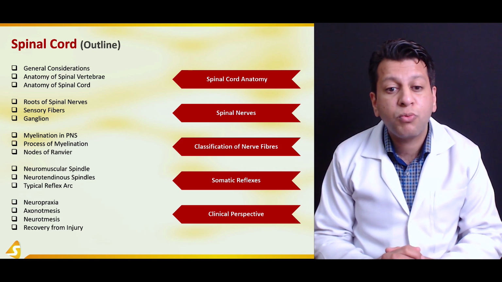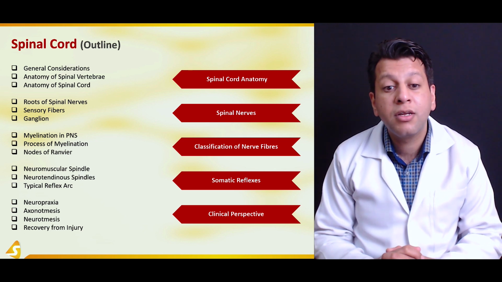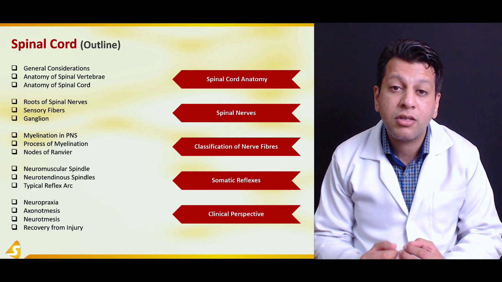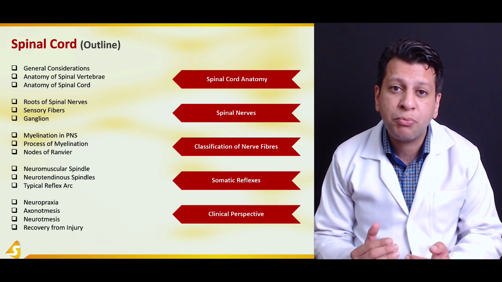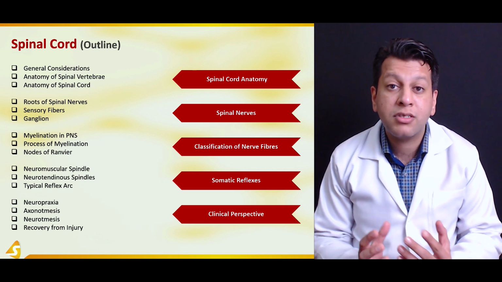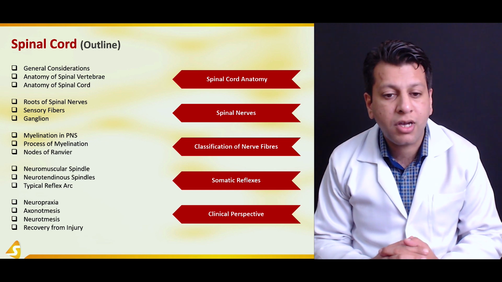Coming to the fourth topic, it will be on somatic reflexes. We'll go through what a neuromuscular spindle is, its structure, what a neurotendon spindle is, and how it helps relay real-time, point-to-point information about muscle tension when a muscle is contracting, and finally what a typical reflex arc is.